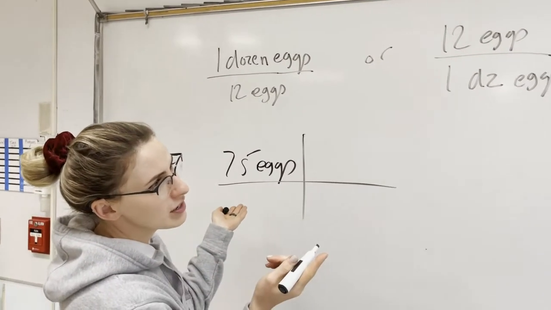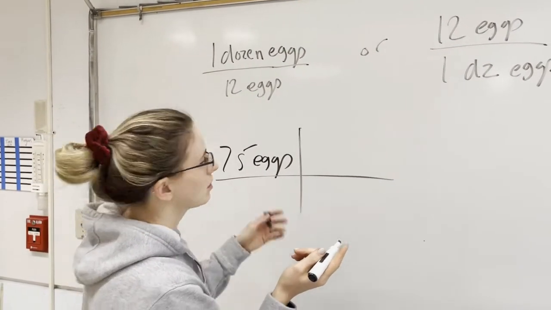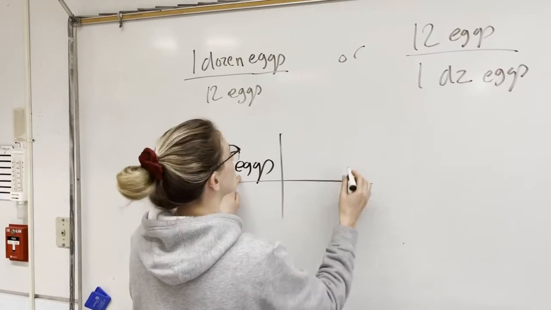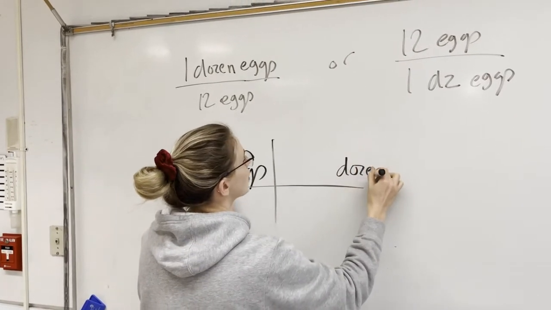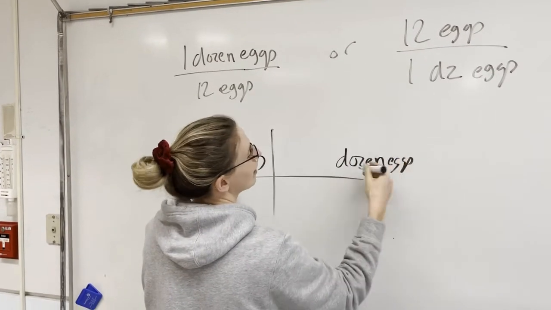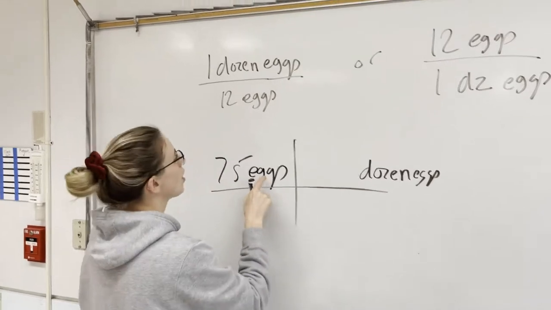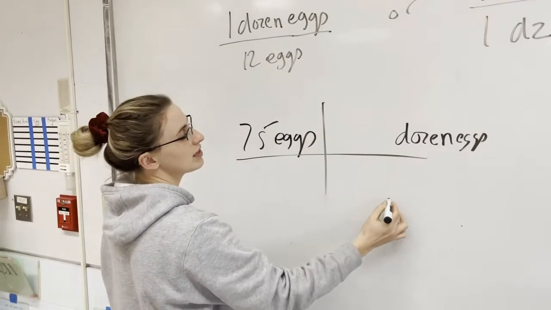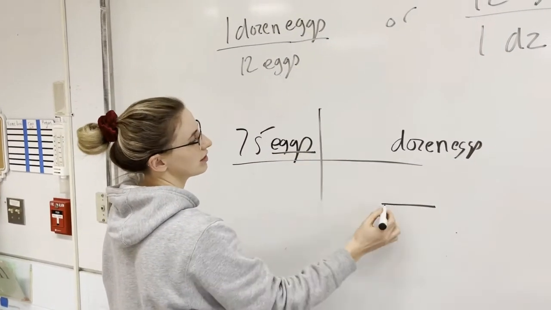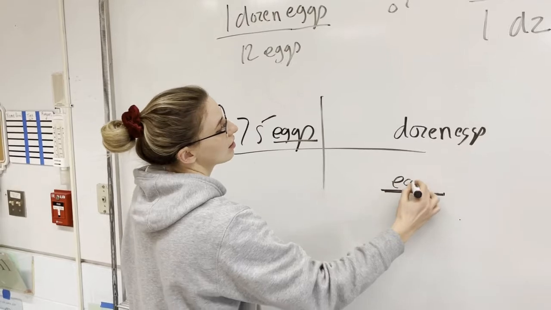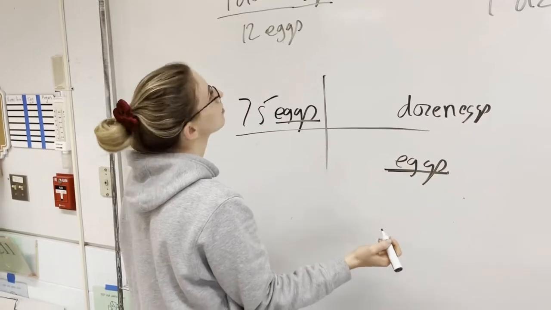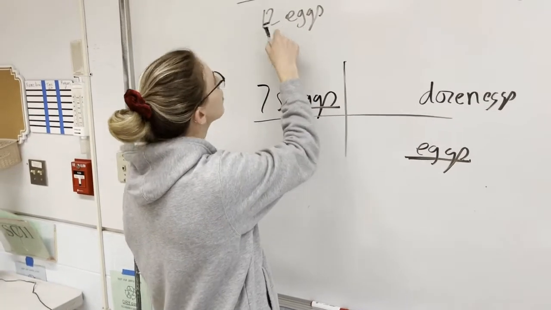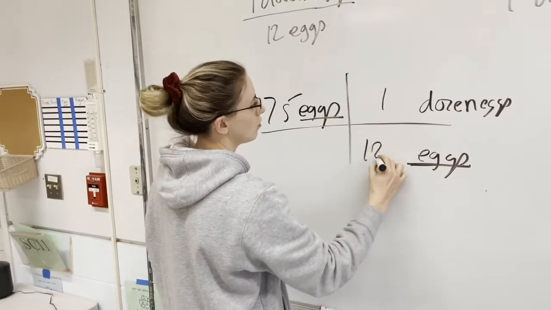And what are we trying to find here? How many dozen that is. So the answer is going to have dozen as the units. I'm going to put that over here. And then we've got eggs right here, and these 2 things need to cancel out. So down here needs to be eggs too, right? So which one works? You want 1 dozen on the top and 12 eggs on the bottom. Boom, like that.